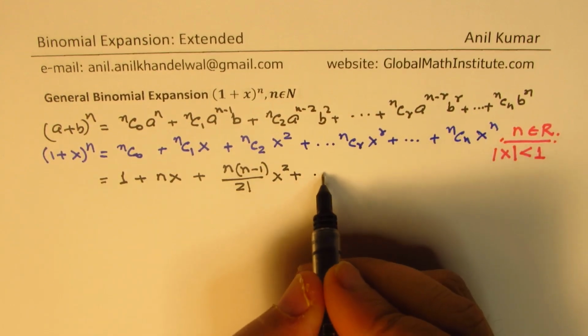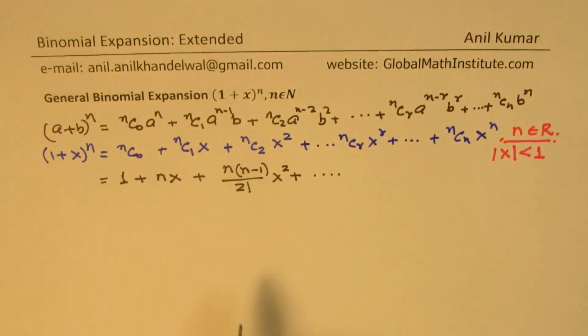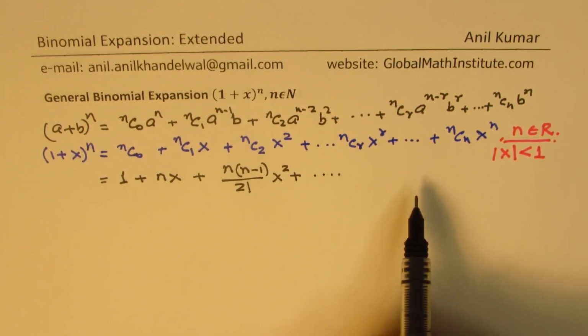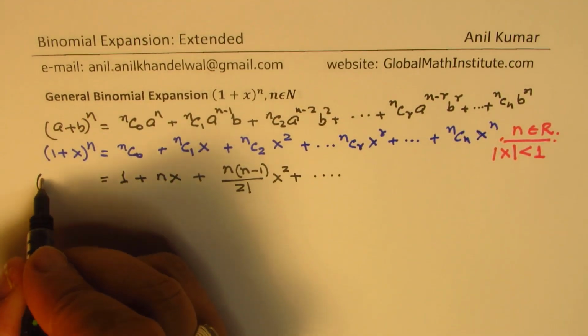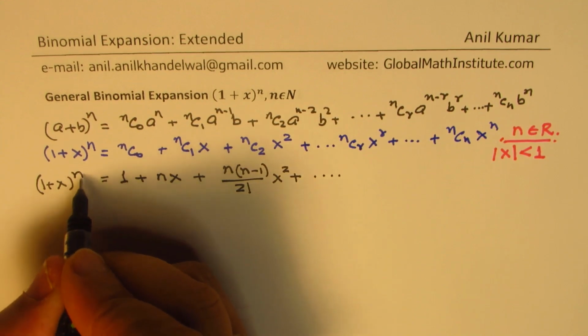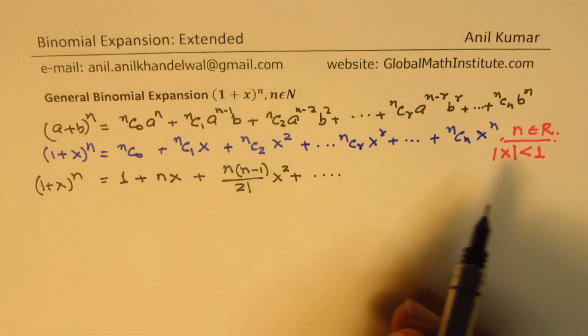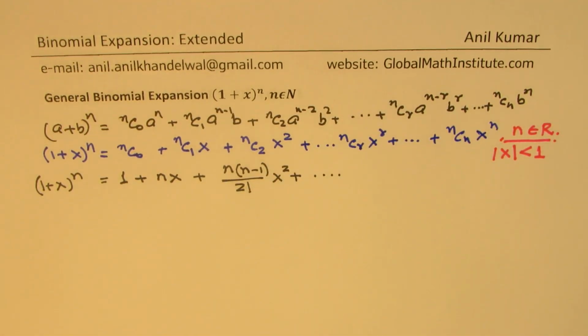Correct? So that is how we have an infinite series here which just goes on and on. So we use this series, 1 plus x to the power of n as an infinite series, for n being real numbers. Now, does it really work? How do we test it out? Well, we can test it out by using, let's say, first natural numbers.